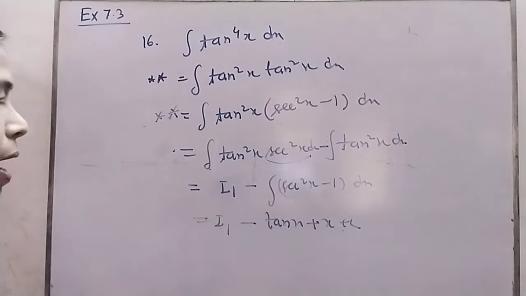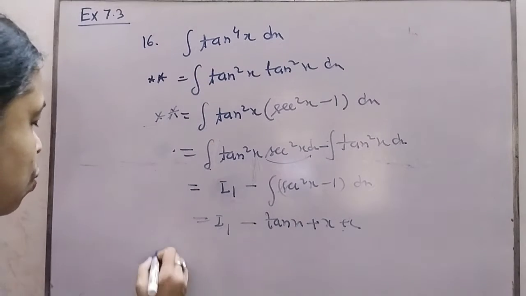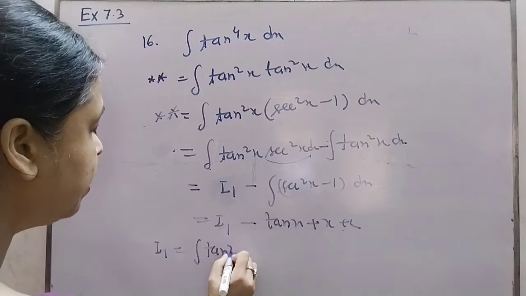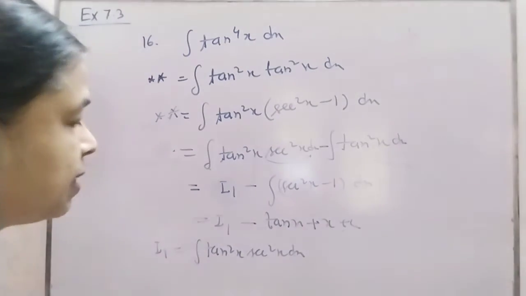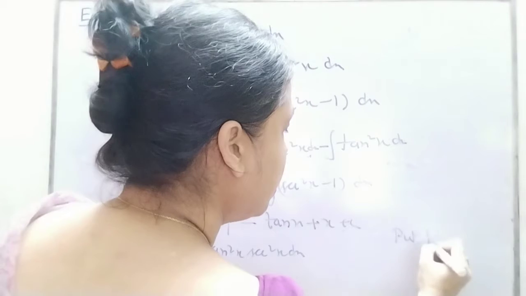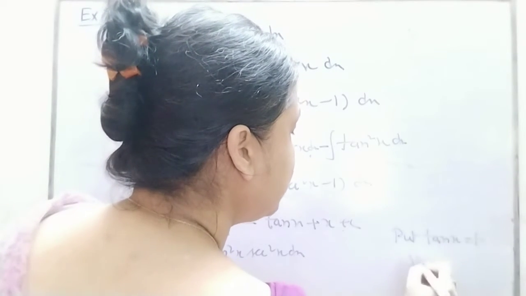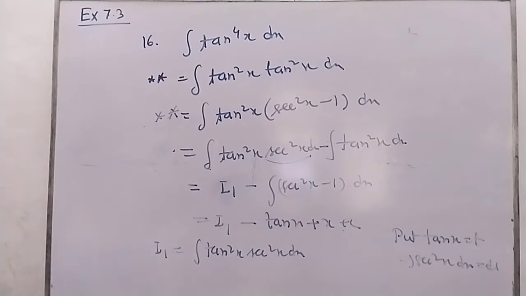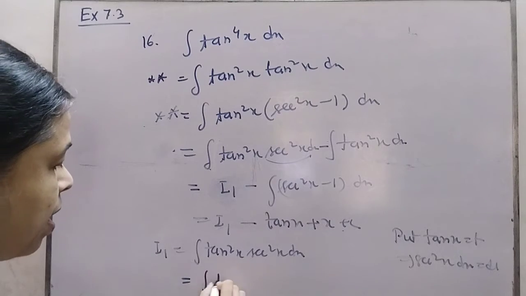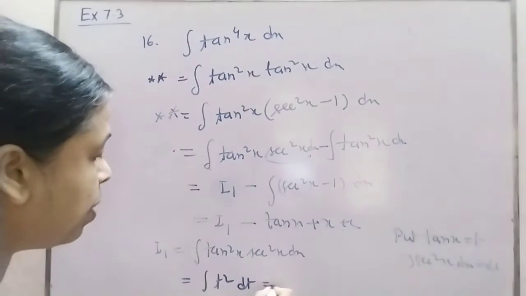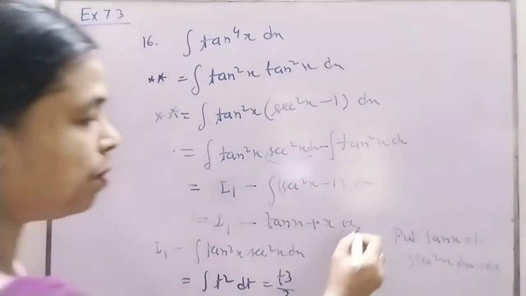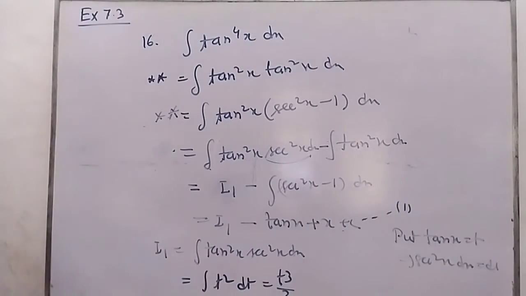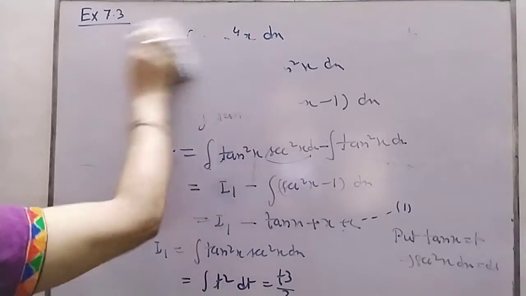Now I'll do the integration of the next part, that is tan square x into sec square x. For I1, you write down tan square x into sec square x dx. Put tan x equal to t. Then we get sec square x dx equal to dt. So use the substitution here. This is tan square, meaning t square, and sec square x dx equals dt. So it becomes t cube by 3. Name it as number 1 and go back to 1, and let us substitute in 1 now.